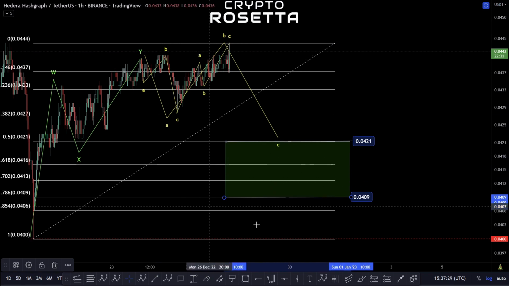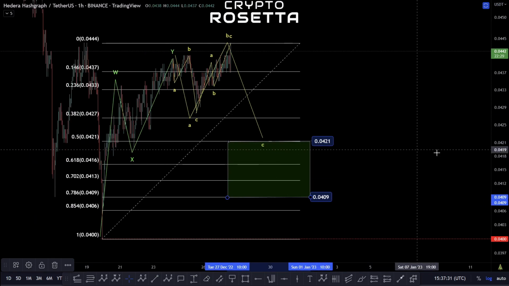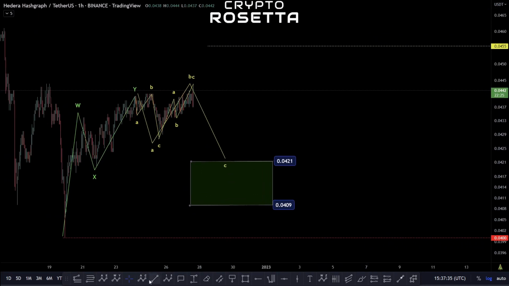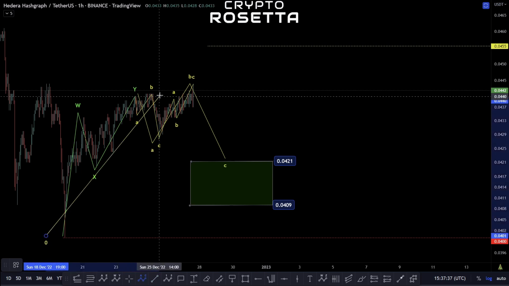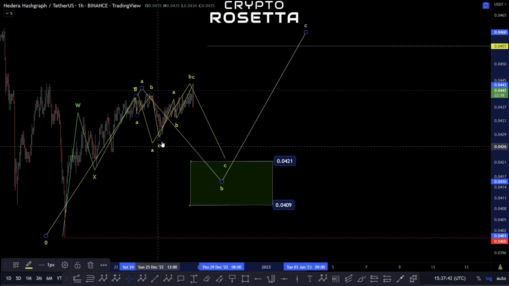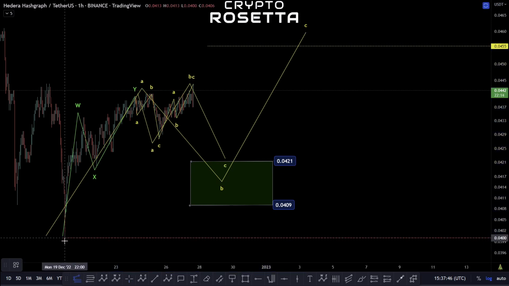This would be a typical area that we would look to target out. This would be sort of like the typical B wave retracement. If we do actually move back into this zone, it is possible that what we would then effectively have is the potential for a bigger A, a B, and a C wave to the upside. So that's what we're looking at here as a corrective structure.